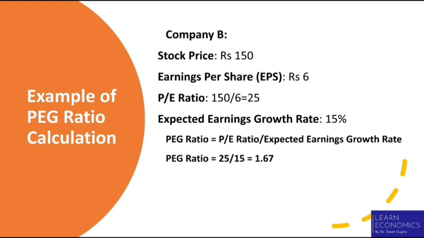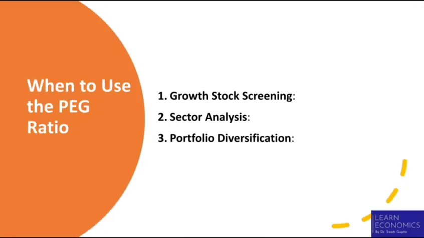When we analyze both of the companies, we find that company A's PEG ratio is less than 1, indicating the stock may be undervalued and attractive for growth investors. While company B's PEG ratio is greater than 1, suggesting the stock is likely overvalued compared to its growth prospects. When to use the PEG ratio?